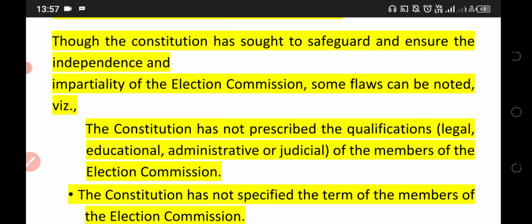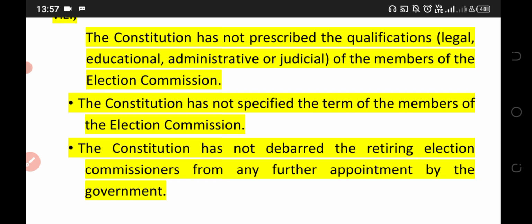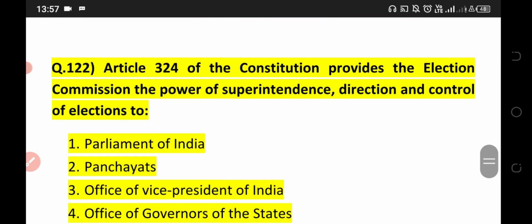Though the Constitution has sought to safeguard and ensure the independence and impartiality of the Election Commission, some flaws can be noted here. The Constitution does not prescribe the qualifications, legal, educational, administrative, or judicial, of the members of the Election Commission. The Constitution has not specified the term of the members of the Election Commission. The Constitution has not debarred the retiring Election Commissioner from any further appointment by the government.